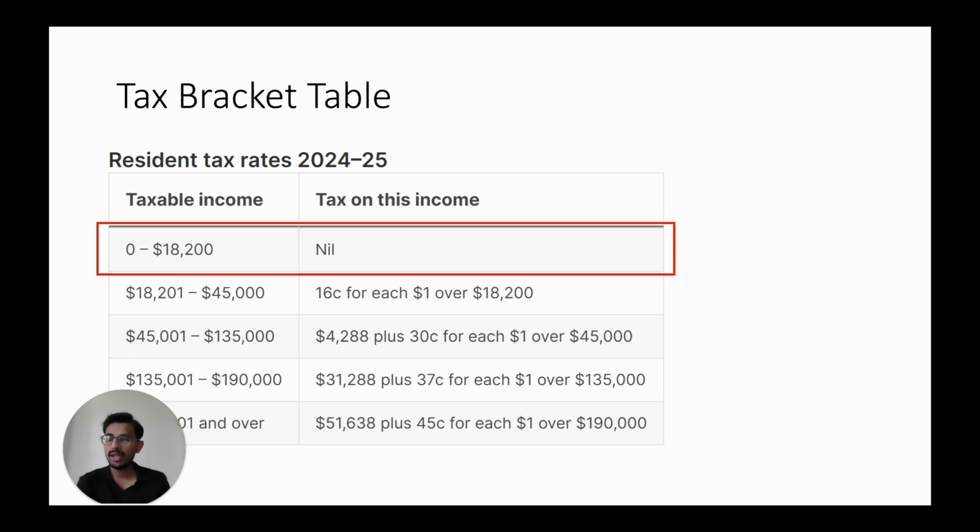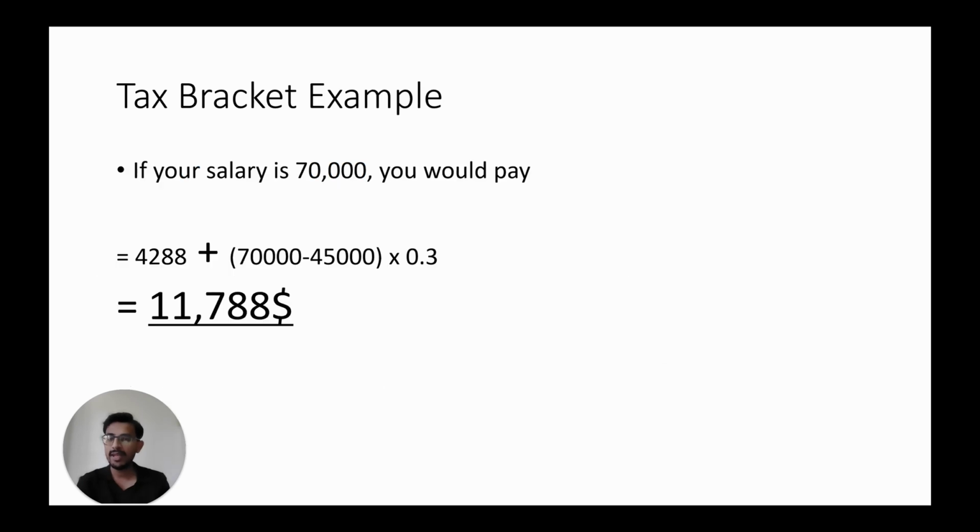Depending on how much money you have made, there is a certain threshold that you will fall under. For example, if you are making $70,000, you will fall under the third category. That is the salary between $45,000 and $135,000. In this category, you will pay about $4,288 plus 30 cents for each dollar over $45,000. What that means is that in total you will be paying around $11,788 in tax. So the total amount of money going into your bank account will be $70,000 minus $11,788.